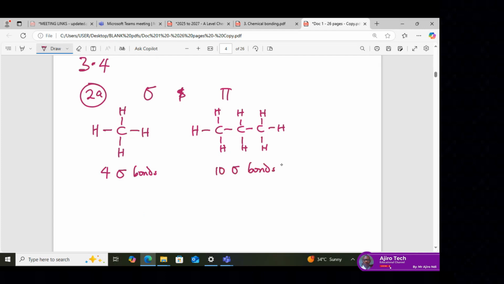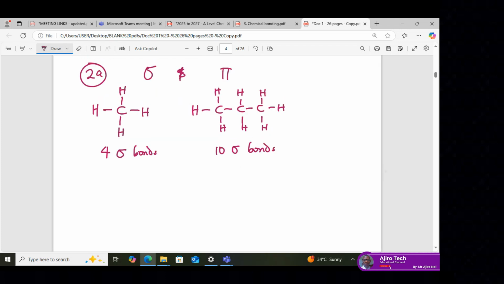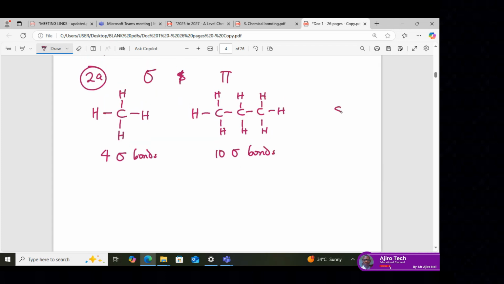Okay. Do you understand? Yeah, look at this. SF6. How many sigma bonds? Count it well. 1, 2, 3, 4, 5, 6. 6 bonds. 6 sigma bonds. Is that okay?